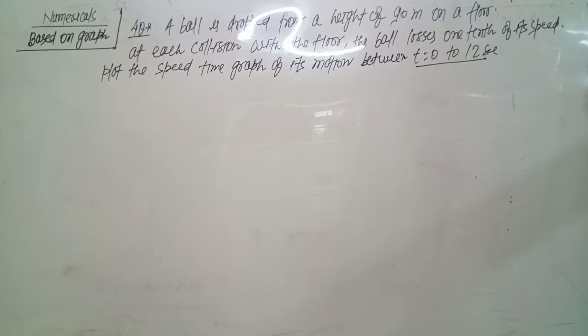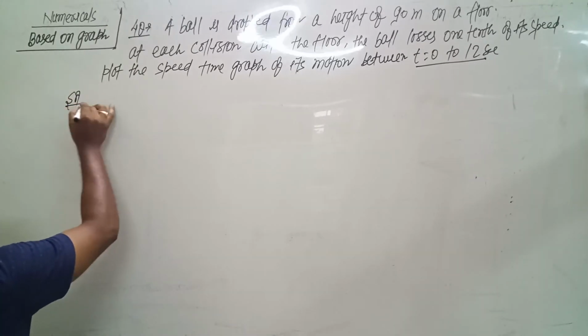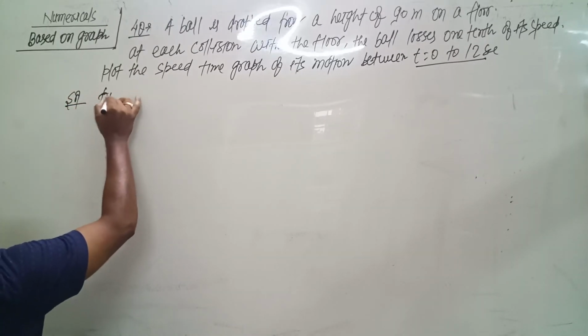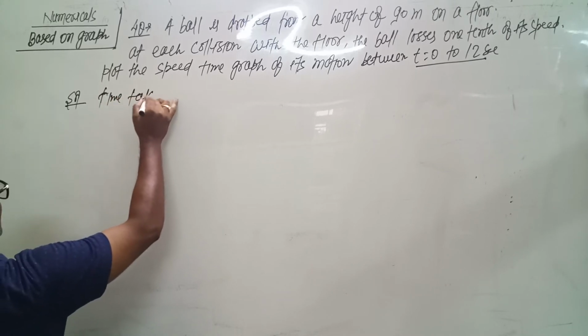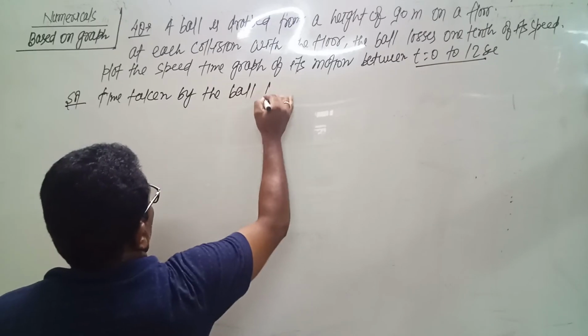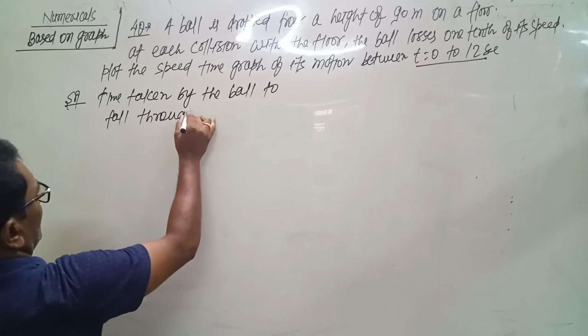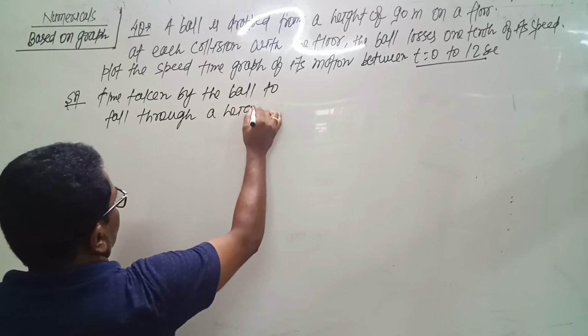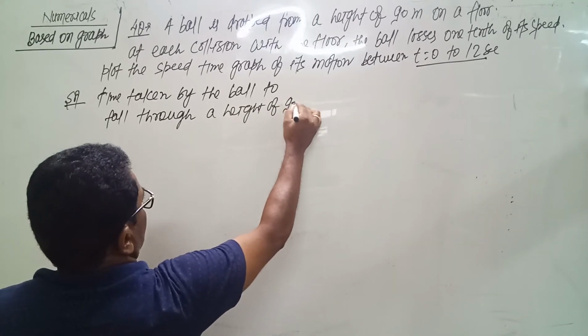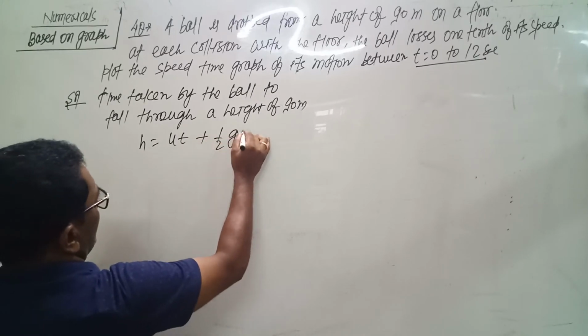to 12 seconds. So firstly, we will find the time taken by the ball to fall through a height of 90 meters. Use the formula h equals to ut plus half gt square.